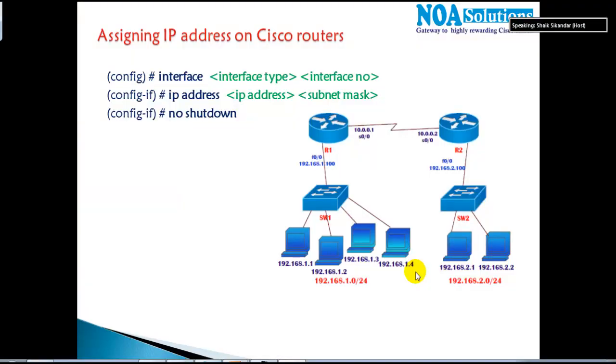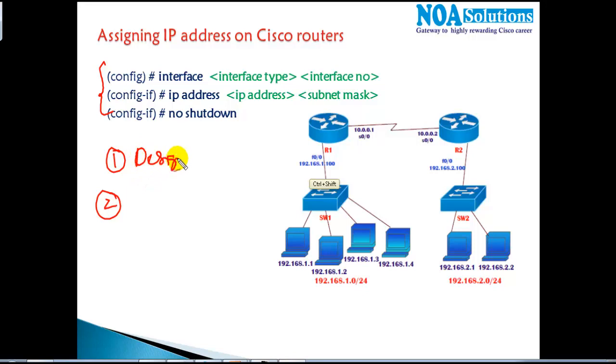Now in this video we are going to see how to assign the IP addresses on the Cisco routers and what are the commands we need to use to do that. Now the basic thing before I actually go and assign the IP addresses on the devices, we are going to implement some basic things. Like the first step, we are going to design the topology.